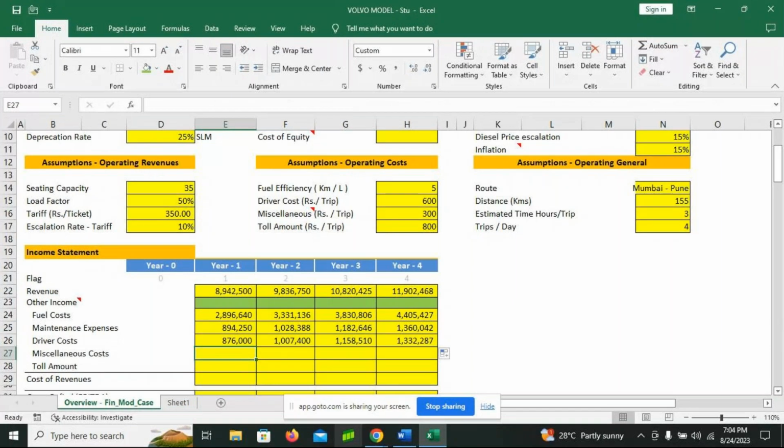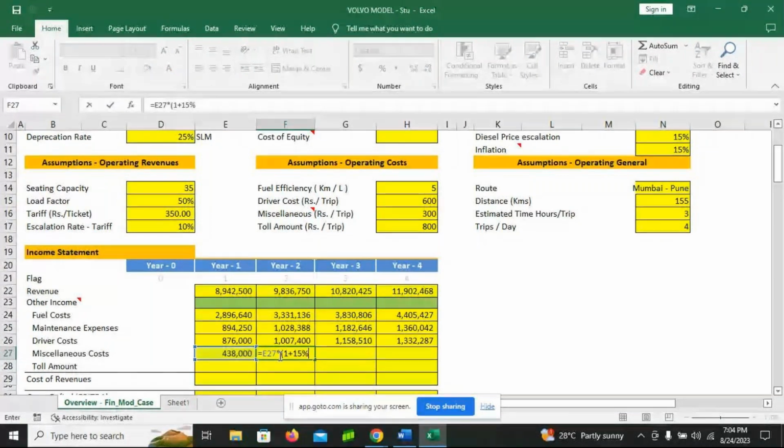So next miscellaneous cost I need to calculate. So miscellaneous is 300, equals 300 into 4 trips. So I have to calculate it for 365 days. So miscellaneous also there is an escalation by 15%. 1 plus 15%.